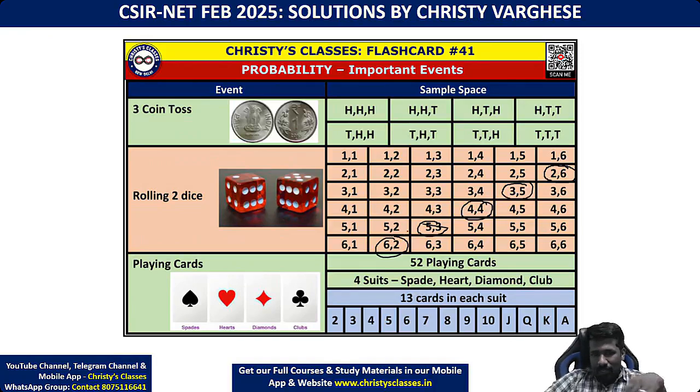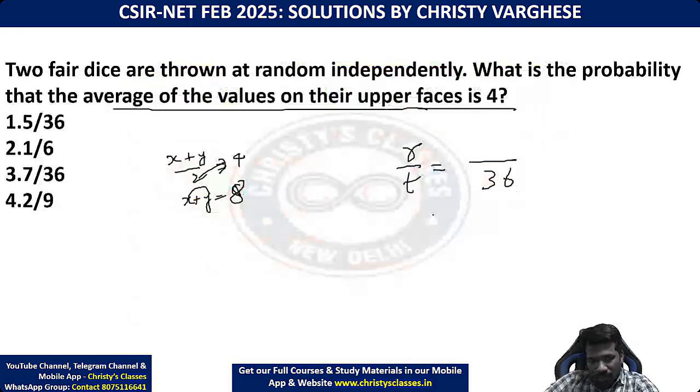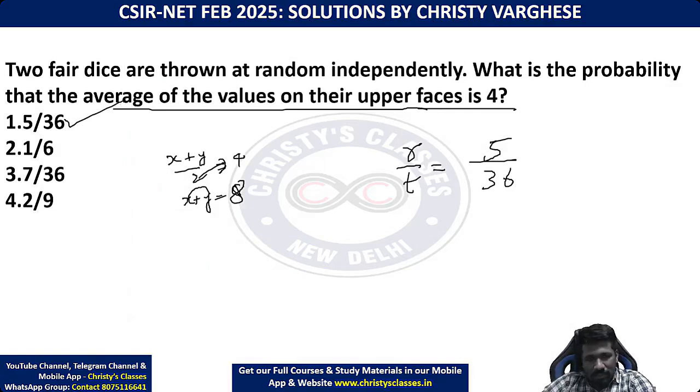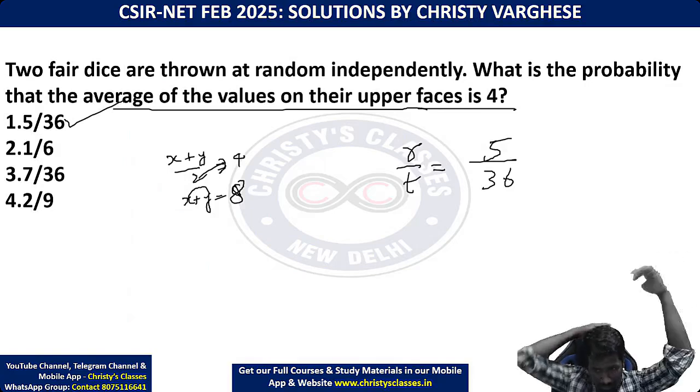So these are the 5 ways in which 8 can occur. So required outcome 5, total outcome 36. So 5 by 36 is the answer.